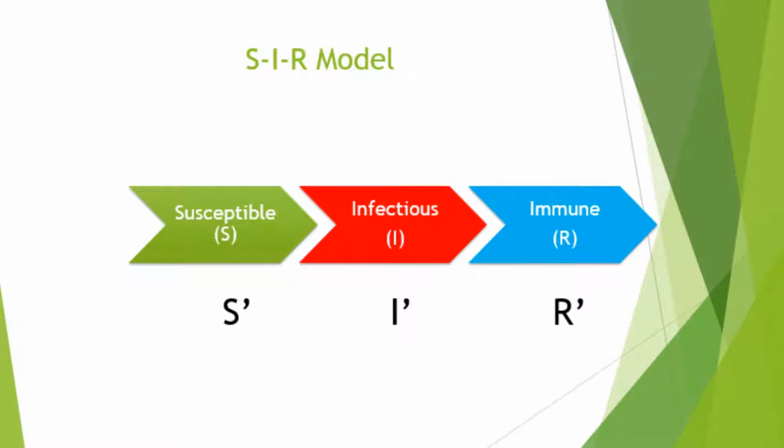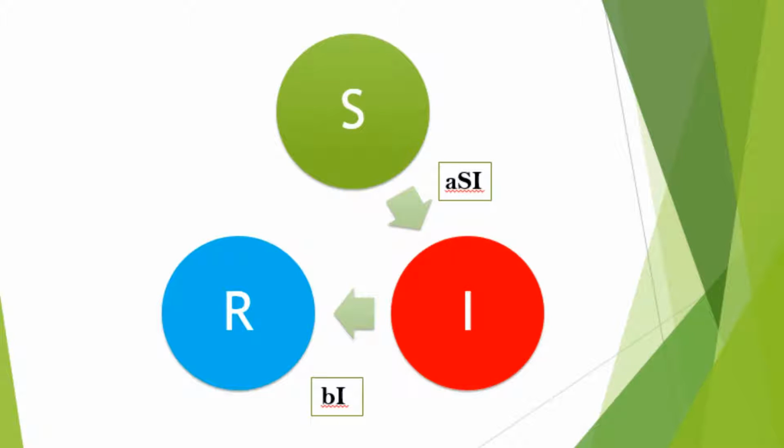As discussed earlier, S dash, I dash, and R dash each refer to the derivative of S, I, and R, or in this case the rate at which they will change. So the rate at which we go from S to I is A times S times I. The rate at which we go from I to R is B times I, where B and A are constants.